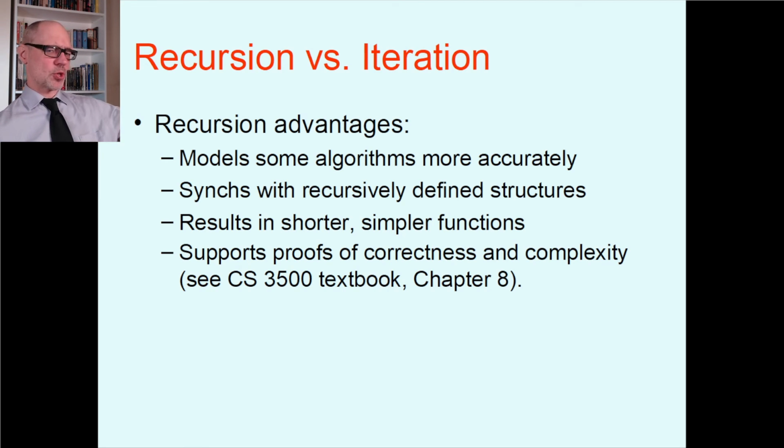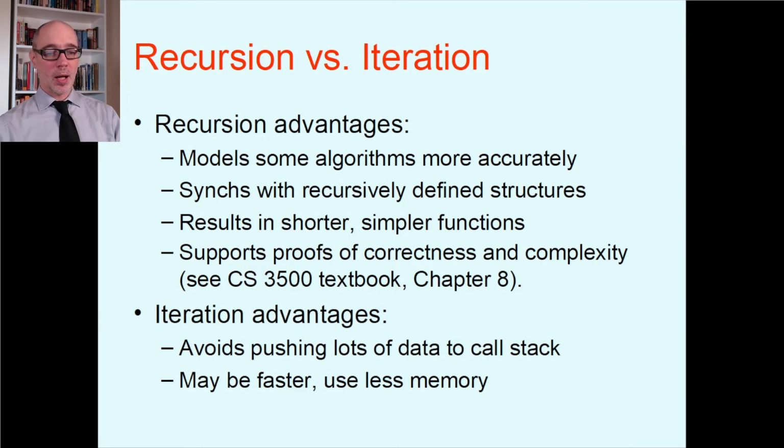Okay, so that's a future story. That's a big future story that you'll see in other computer science classes, I bet. Now, iteration, a for loop or a while loop. It's not terrible. There are some advantages there. If you're using a for loop or a while loop, you avoid pushing lots of data to the call stack. That was kind of critical. Recursion does push lots and lots of data to the call stack. Maybe you don't have that much memory available, possibly.